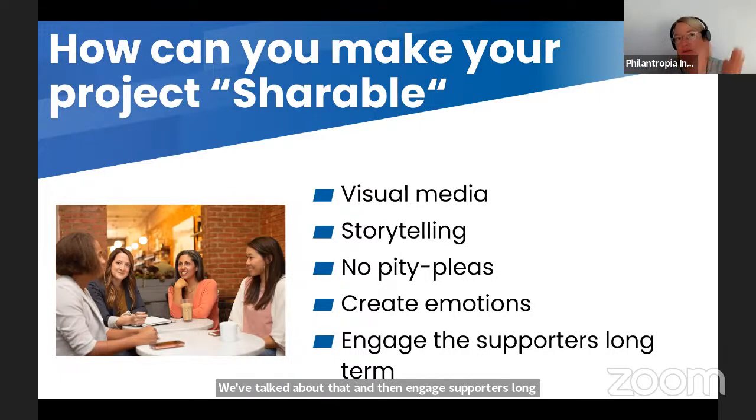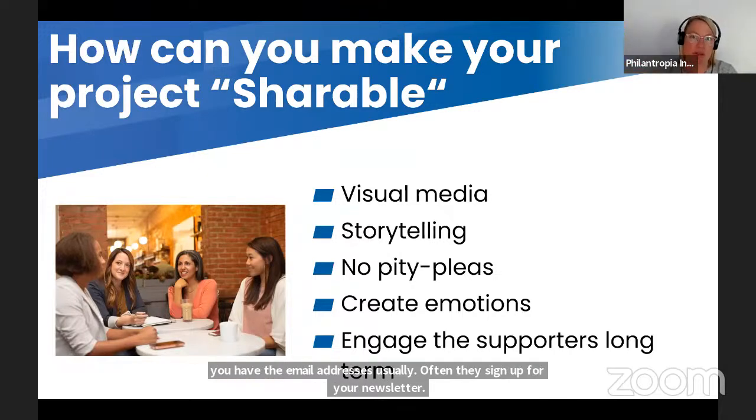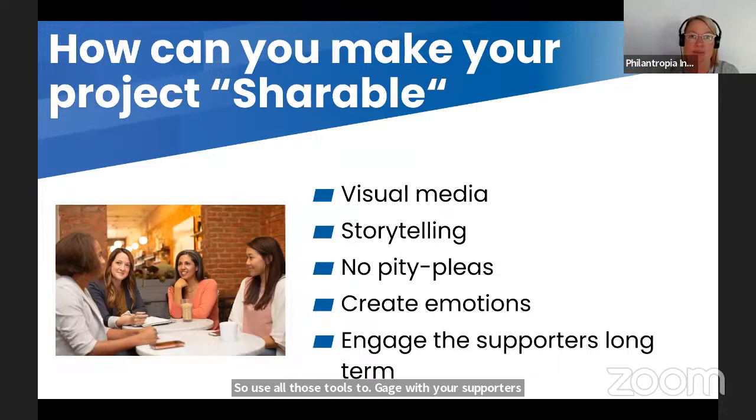Use those sections for reports, use pictures, reach out. You have their email addresses usually. Often they sign up for your newsletter. So use all those tools to engage with your supporters long-term. Because then they will want to share if you have a new project, and they will want to support you however they can when you need it and when you reach out to them.